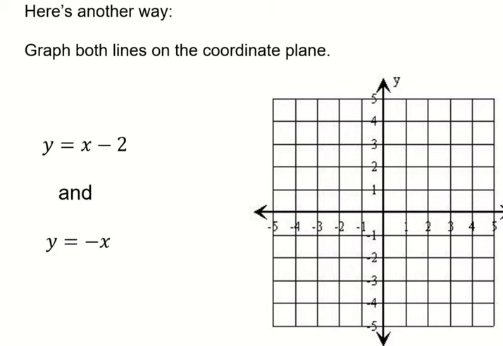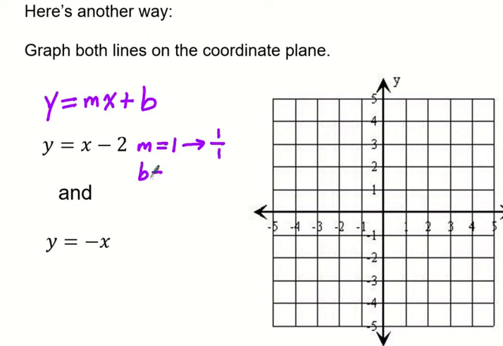Here's another way. Graph both lines on the coordinate plane. Okay, that's easy enough. So in order to graph these linear equations, it's nice when they are in that form, y equals mx plus b. So here, it looks like my m would equal 1. So that's slope. And so more specifically, 1 over 1. So we'd have a rise of 1 and a run of 1, both positive. Positive 1 rise, positive 1 run.